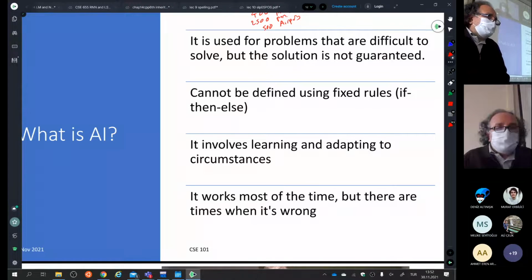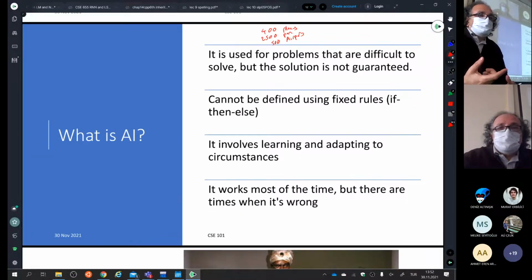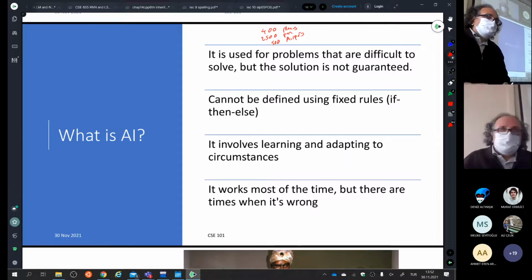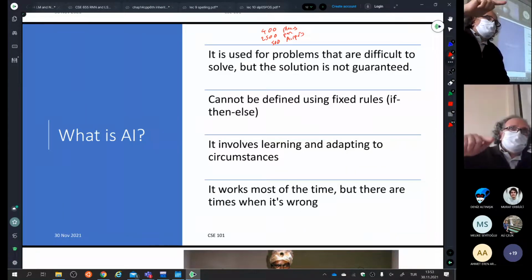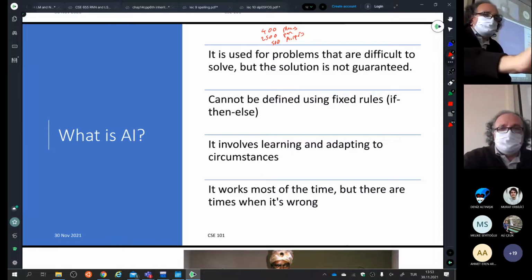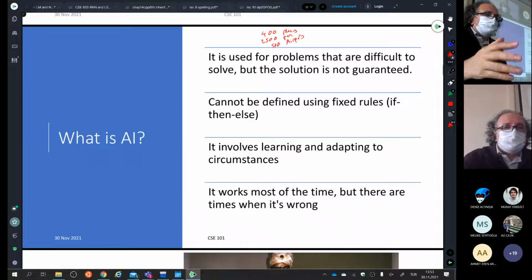There is nothing that can go wrong with addition and that kind of stuff. So when you define AI, we don't give one or two nice sentences. We start saying, okay, it is like this. There is no fixed rule. You can't say that if this happens, then do this; if that happens, then do this. It doesn't work that way. It's not going to work all the time. It will work most of the time.